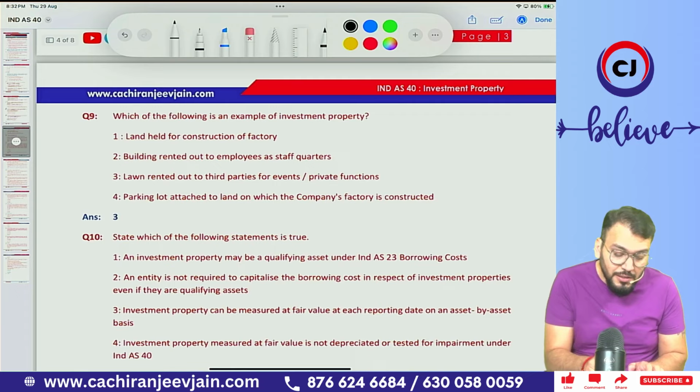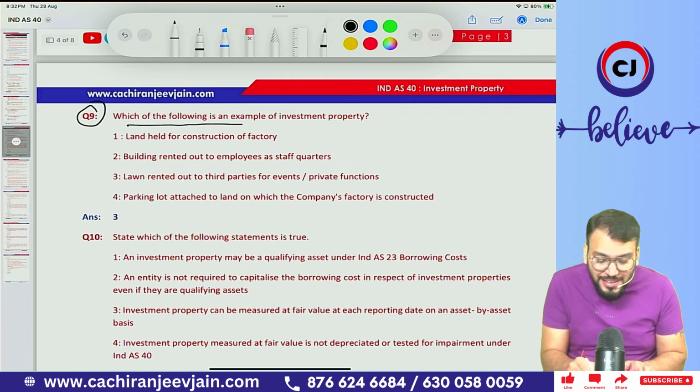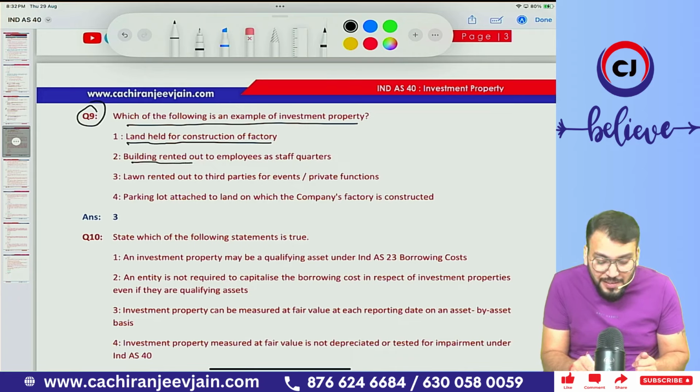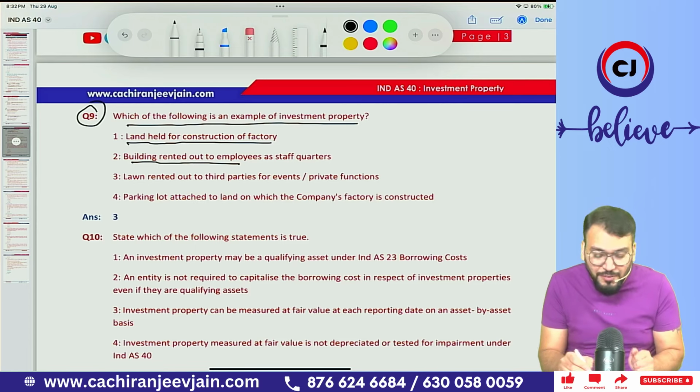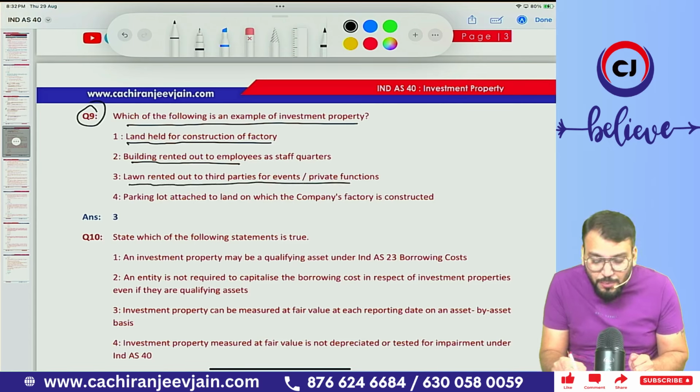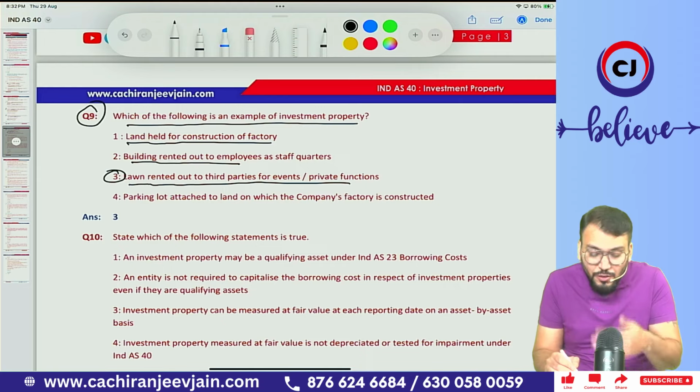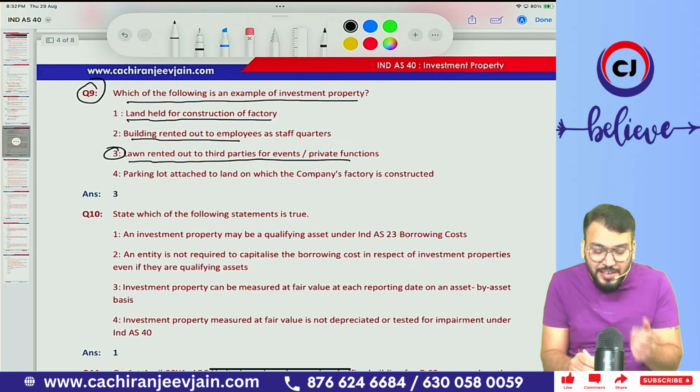Coming to question 9, which of the following is an example of investment property? Land held for construction of a factory is not investment property, that is property, plant and equipment. Building rented out to an employee is also not investment property. Land rented to a third party for an event or private function is investment property. Any land given on rent for organizing an event will be investment property, because that is for earning rental income.